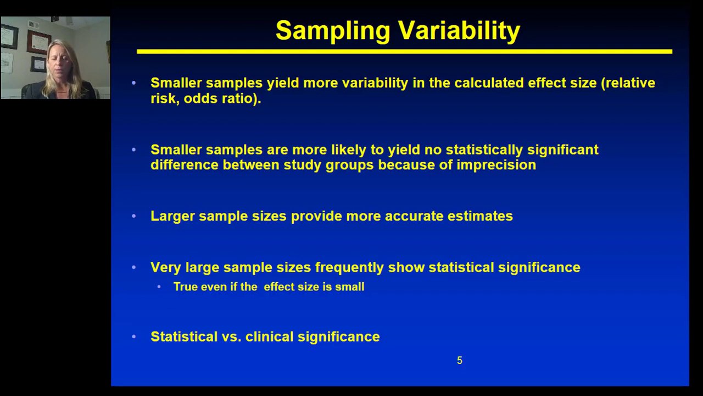Also, small sample sizes, because of the amount of variability, will often be insufficiently powered for us to really determine if there's an association. And that's driven by the lack of precision. So in contrast, larger sample sizes provide more accurate estimates. But importantly, it's good to keep in mind that even with large sample sizes, the measure of association may yield a statistically significant result, but the measure of the effect size may be too small or may not be clinically relevant or clinically important.